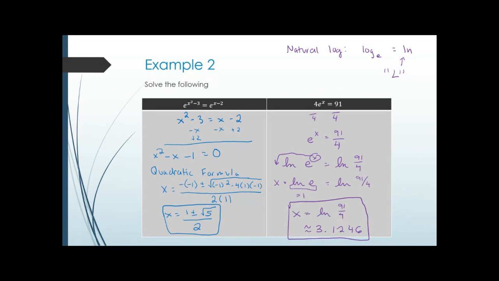And so, first problem here, we used the one-to-one property. Second problem here, we used the inverse property by taking the inverse of e, which would be the natural log.